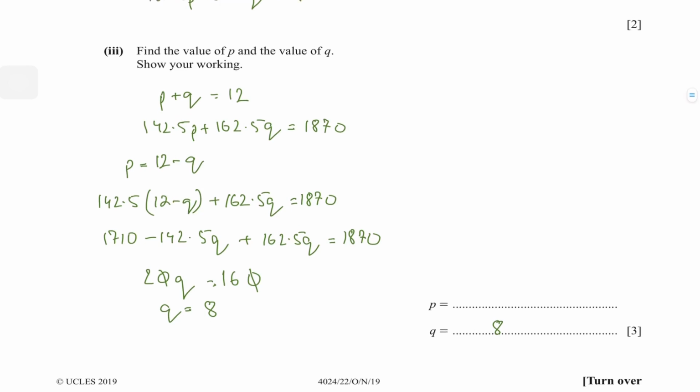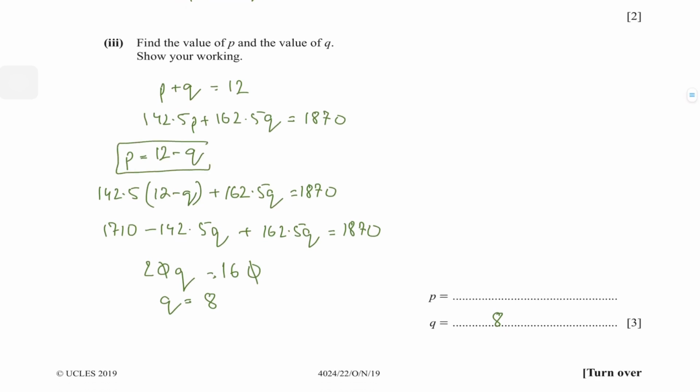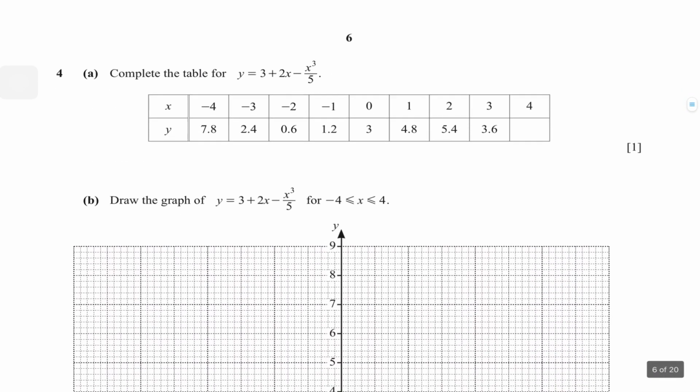Now let's figure out the value of p. So I'm going to use this equation here in order to figure out the value of p. So p is going to be equal to 12 minus 8. That means p is equals to 4. So p is equals to 4. Okay, so there you go. That was question number 3.